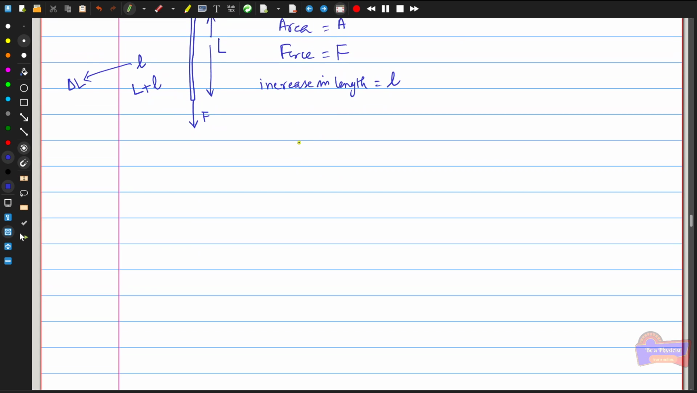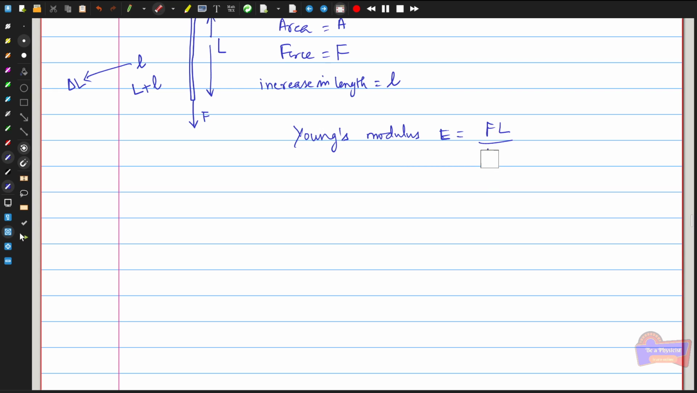I know that the Young's modulus E is equal to FL divided by A into small l, the delta L. From this I can find the force: F is equal to E into A small l divided by capital L. This is the force acting on the body to make this deformation.